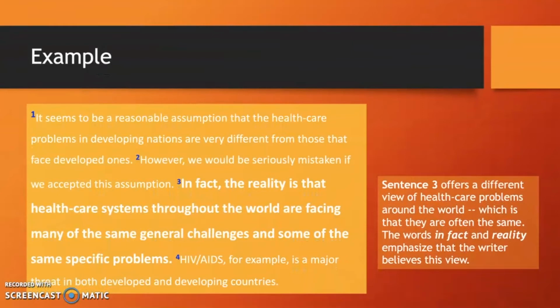So looking at sentence 3, sentence 3 offers a different view of healthcare problems around the world, which is that they are often the same. So if you look at sentence 3, you can see, in fact is saying that here's what's really true. And then the reality is another way of saying here's what's really true. And then this is the new view. This is the opposing view to the first view that was given up here.